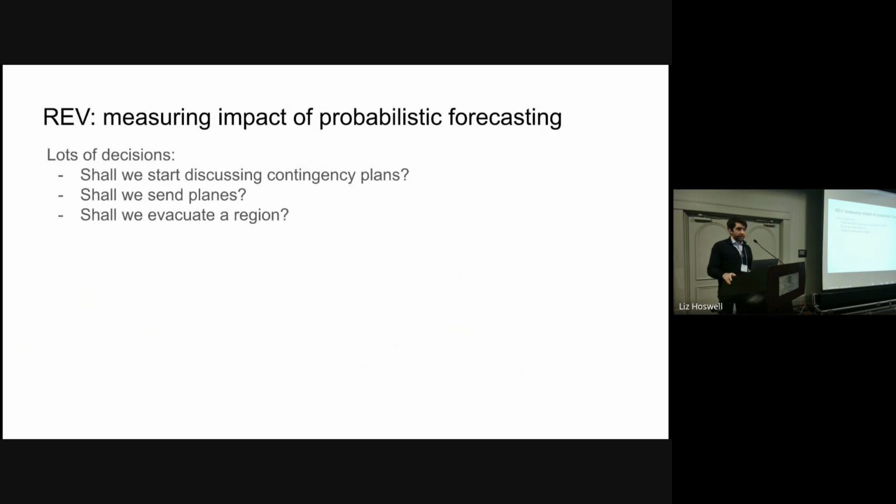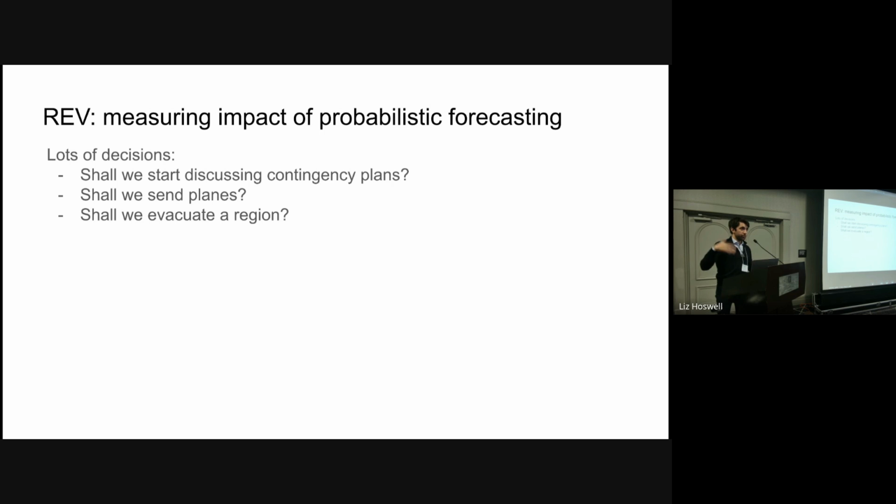Okay, so one metric that we had in our paper is called REV, relative economic value. I'm sure that many of you will have heard about it. Our inspiration was that in real life, you all have to make lots of decisions, right? So shall we start discussing even contingency plans? So starting a discussion is relatively cheap. You only have to just chat with your colleagues. Then yesterday I was learning about the decisions and the logistics about sending planes to obtain measurements and how this is quite costly. And so you better know that the cyclone is coming.